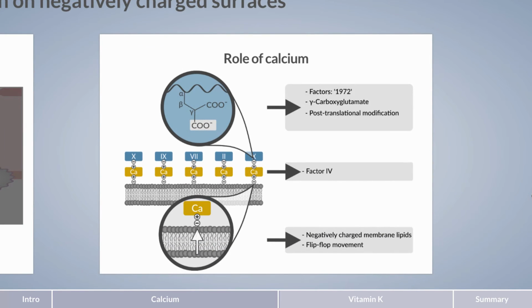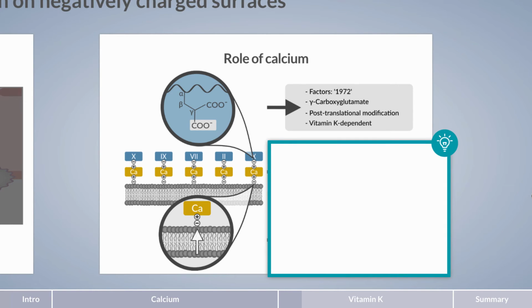So why does all of this matter? This post-translational modification is only made possible through the action of vitamin K, which means that blood coagulability can be positively or negatively influenced by its effect. The reason for this is that in the absence of the gamma-carboxyl group, clotting factors cannot bind well to membrane lipids via calcium. This importance is also reflected in the name vitamin K, referring to its essential role in coagulation.